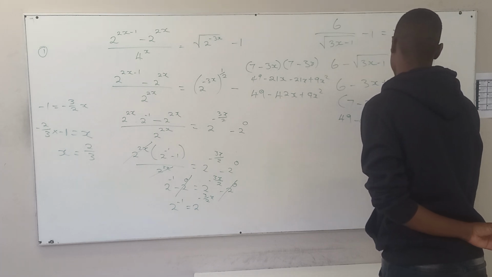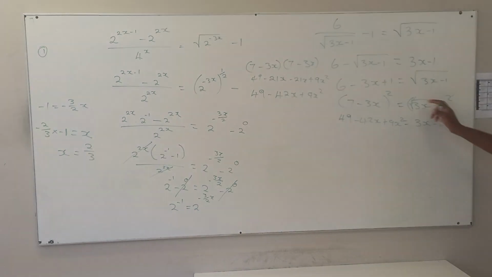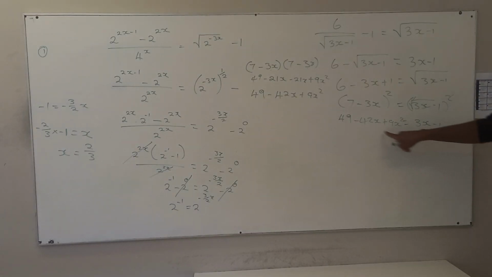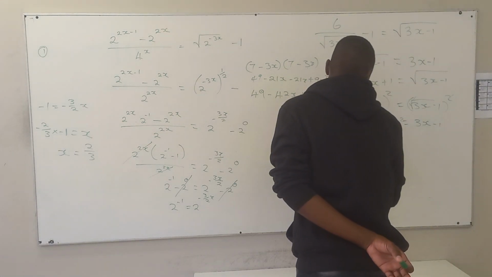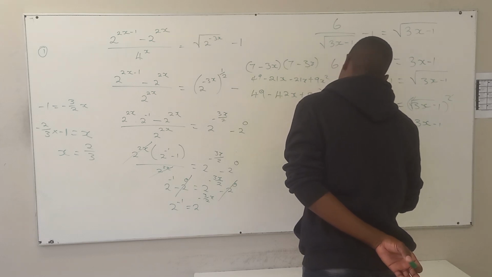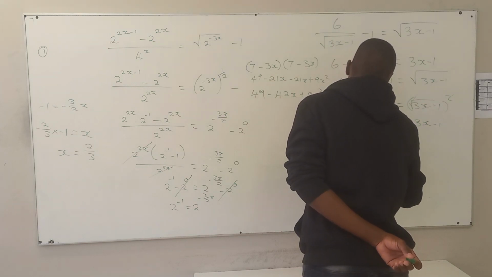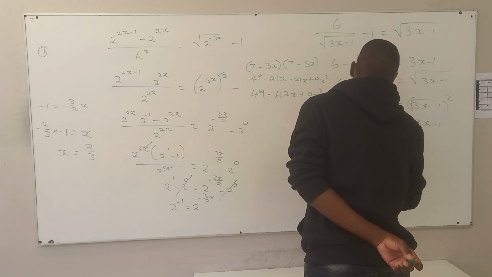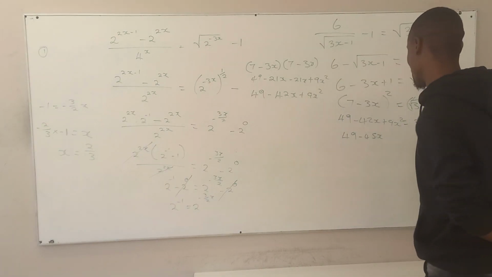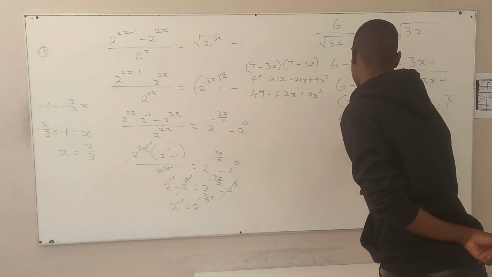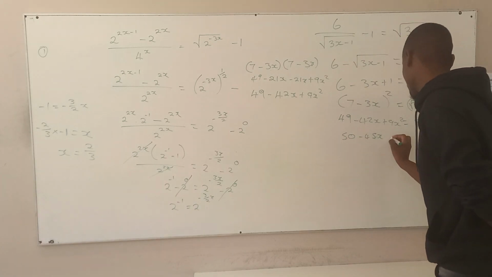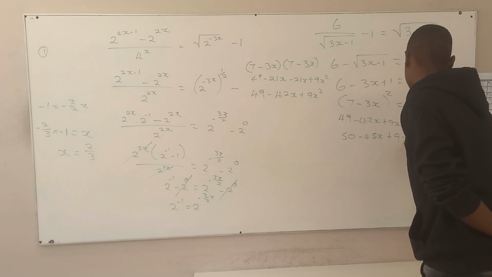42x plus 9x squared. Then let's move this one aside. It's going to be negative 42 minus 3x. That's equal to what? 35. Oh, 49 again. It's going to be 50, and then this one remains the same. Now solve for x.